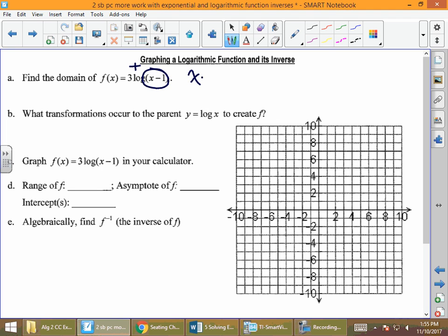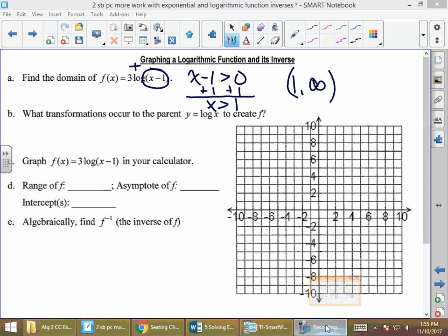And it's x minus 1 has to be greater than 0, because that part of the logarithm has to be positive. It determines the domain of the function. We can add 1 to both sides and we get x is greater than 1. And if you prefer, it's 1 to infinity then in interval notation. So we found the domain of this function.